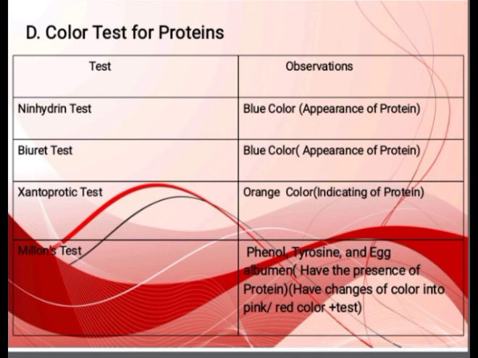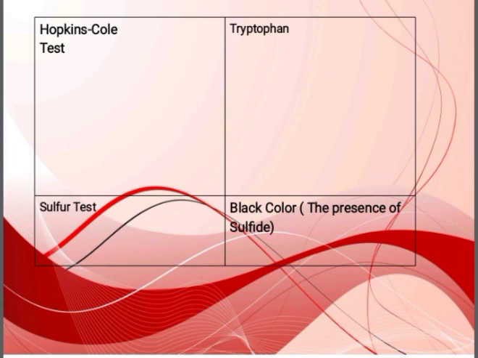Millon's test with phenol, tyrosine, and egg albumin shows the presence of protein, with a change of color into pink or red. For the Hopkins-Cole test, it is tryptophan. Sulfur test: we have a change of color to black, indicating the presence of sulfur.